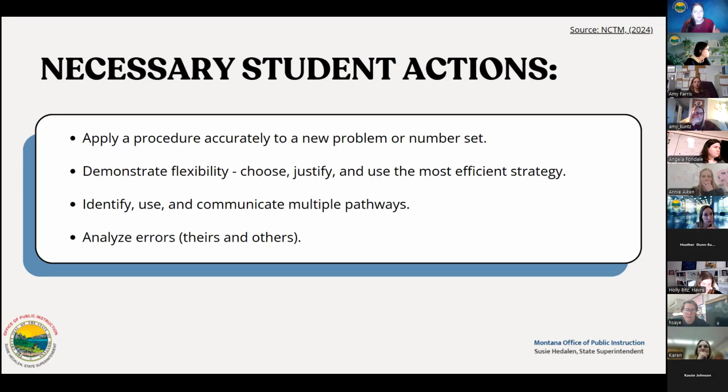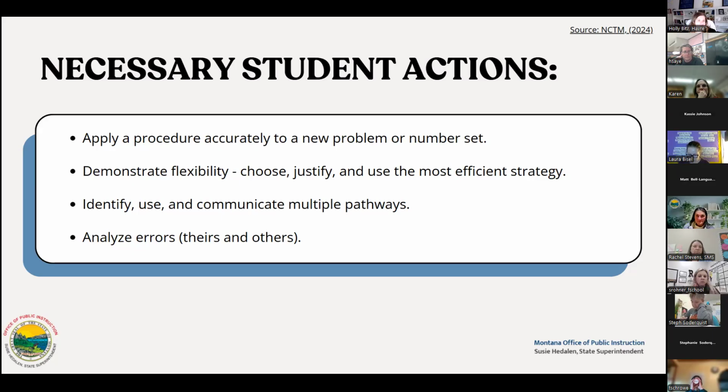And it's not just about what we do. NCTM also defines some student actions. They have to meet us halfway. We can lead the horse to water, but we can't make them drink. So they need to be able to apply those procedures accurately in a lot of different contexts and to new problems and new things that are happening. They need to be a little bit flexible in the strategies that they're using, be able to identify, use, and communicate multiple pathways, and then also engage in that reflection practice and analysis on what they've done wrong and have that be okay, that kind of growth mindset piece.